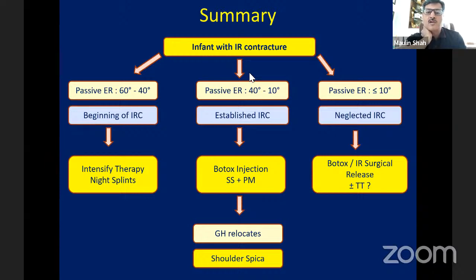And in that cohort, we have to do a shoulder spica. Right, so that is in a nutshell how we use Botox in brachial plexus palsy. So any comments or questions, we'll be happy to answer.